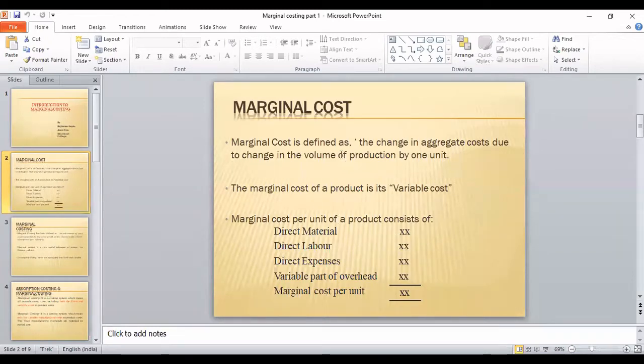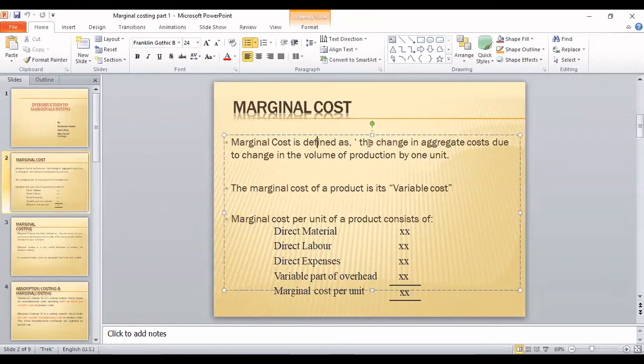As the definition suggests, marginal cost is the change in the aggregate cost due to a change in the volume of production by 1 unit. That means when you increase your production by 1 unit, whatever additional cost comes, we call it marginal cost. So it is nothing but the cost of making one additional unit.